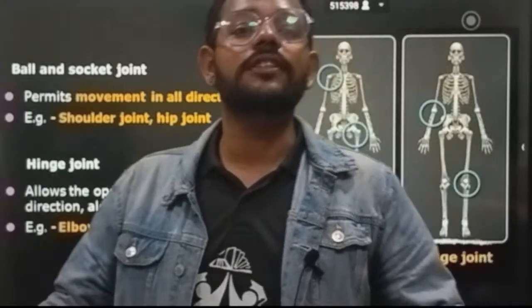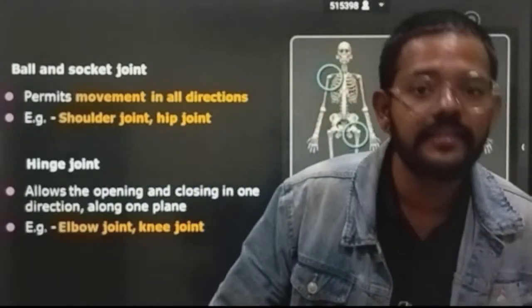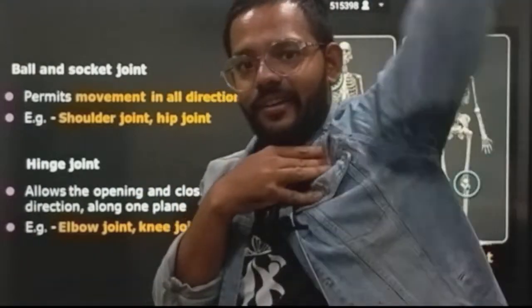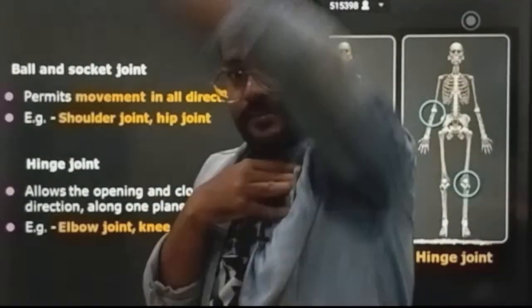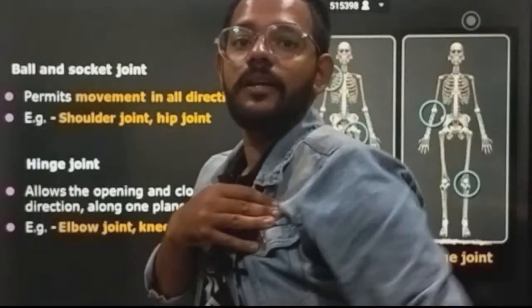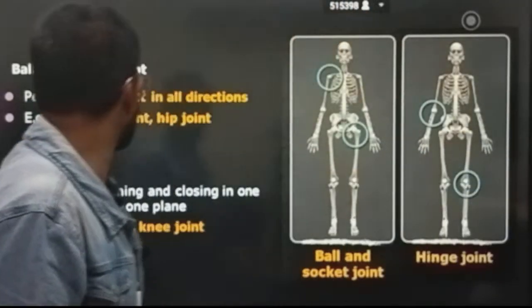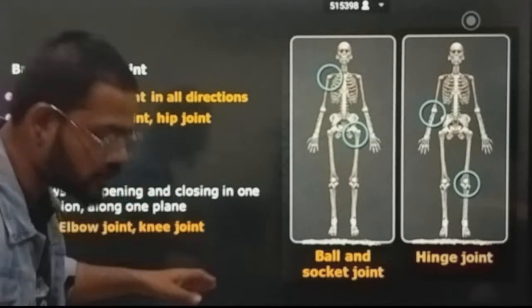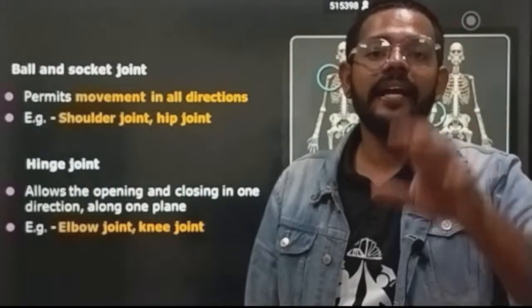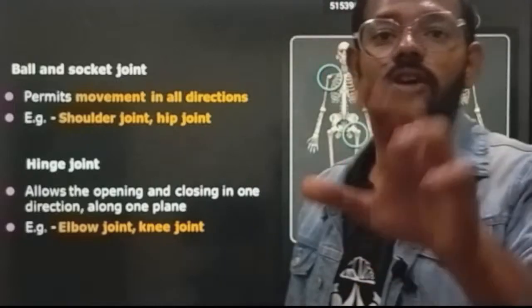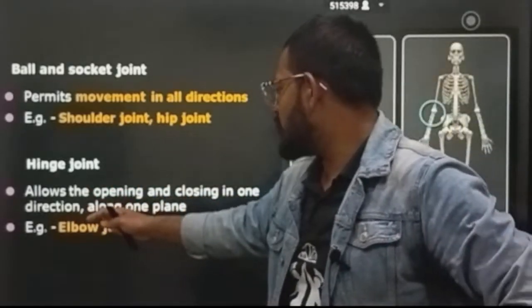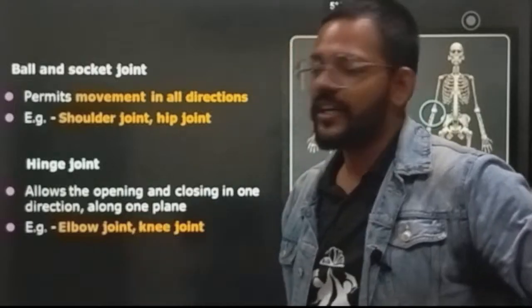Then we have the most popular joint, that is the ball and socket joint, with which bowlers bowl the ball. This one, the shoulder joint, is called a ball and socket joint. It permits movement in all directions. Example, shoulder joint and hip joint. Then the hinge joint, the opening and closing joint in the direction along the plane. Example, elbow joint and knee joint.